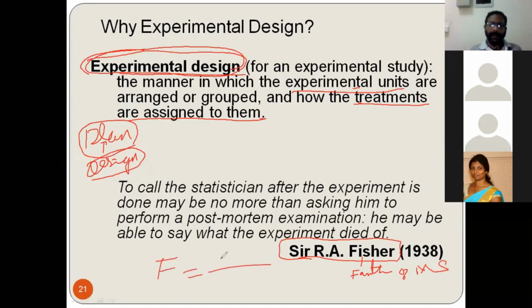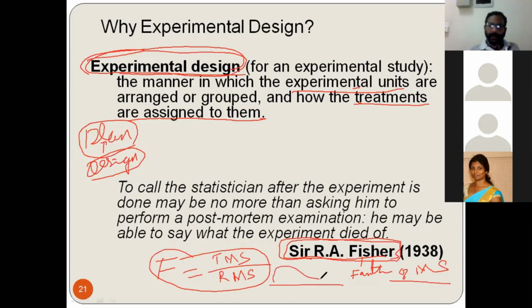The treatment mean square divided by the residual mean square, the residual or unexplained variability, which we have already talked about. So the F-test, he is the one who found that. Father of modern statistics. He is the one who found the F distribution also.